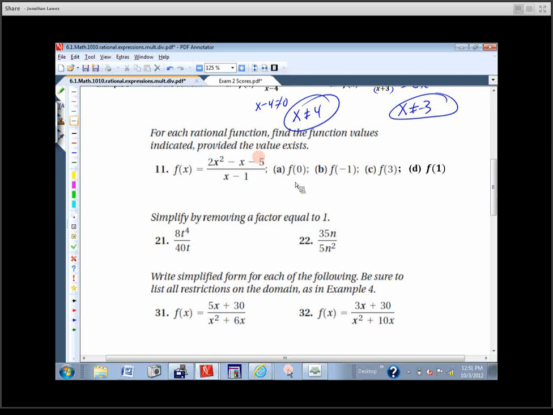So, what does f of 0 mean? It means plug in a 0 wherever there's an x. So, I'd plug in a 0 here, plug in a 0 here, and plug in a 0 here. Well, that would be 0. That would be 0. So, what's the top? -5. Plug in a 0 here. The bottom is -1. So, my answer is 5 for that one.